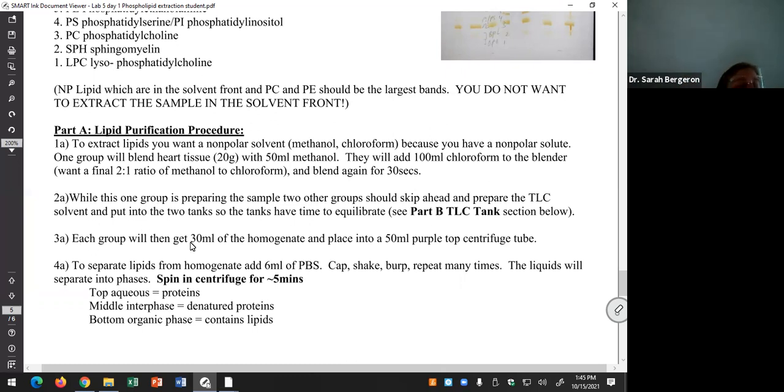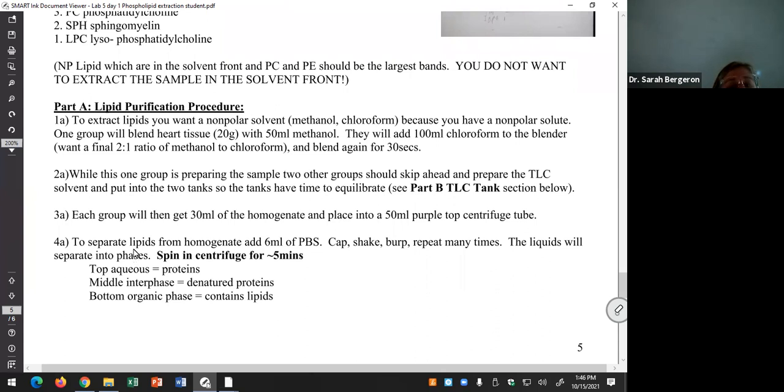So then at the end of all the blending, each group will get 30 mils from the blender. We're just going to process it in a blender, and they're going to put it into a purple top centrifuge tube. What we want to do is separate lipids from our homogenate, so we're going to mix it with a certain buffer.